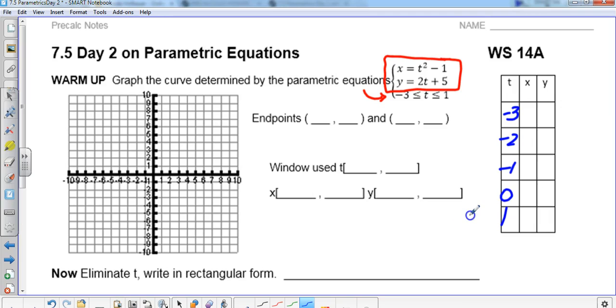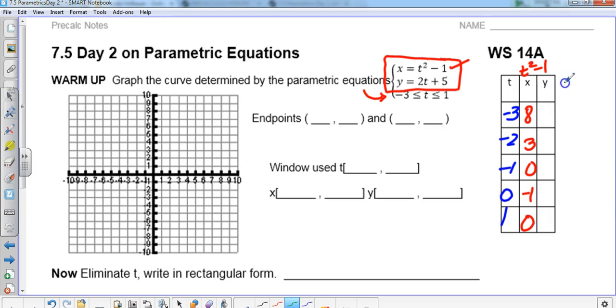Right, how are we going to calculate our x values? We're going to square the t and subtract 1. Everybody see that right here? Okay. So -3 squared minus 1 becomes what? 8. -2 squared is 4, minus 1 is 3. -1 squared is 1, minus 1 is 0. -1 and 0. Did I get that right?